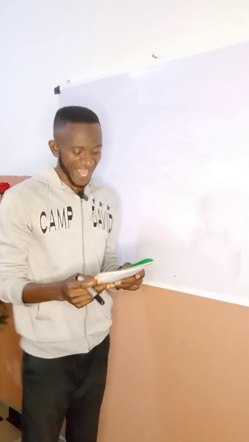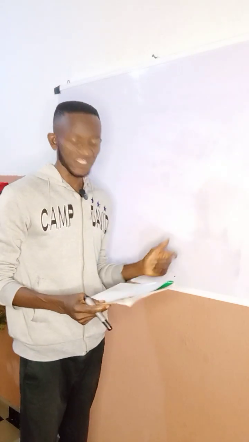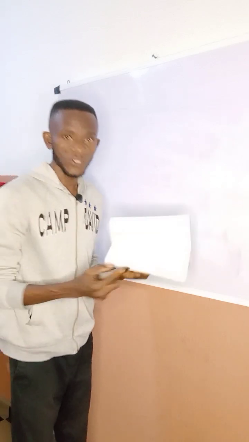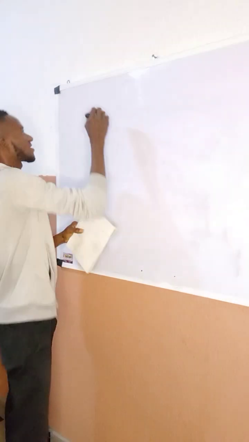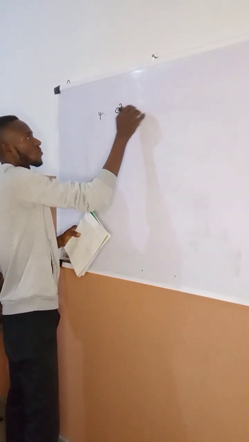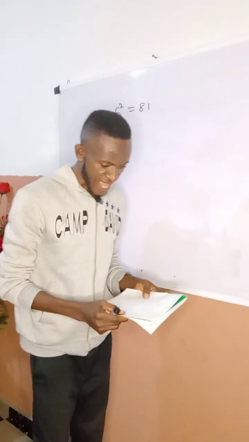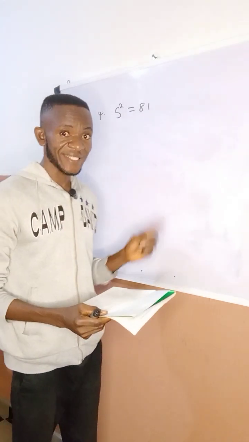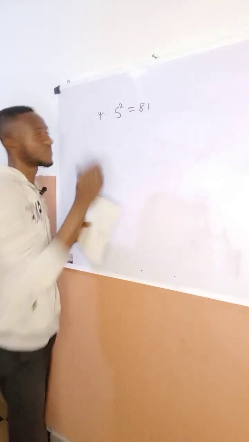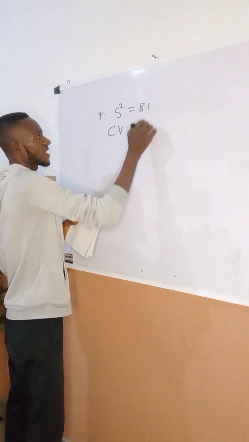Question number 4 says, and I read, if the variance of a distribution is 81. So permit me to write that variance as s squared equals 81. And the coefficient of variation is 30%. Permit me to write that coefficient of variation as C.V. is given as 30%.